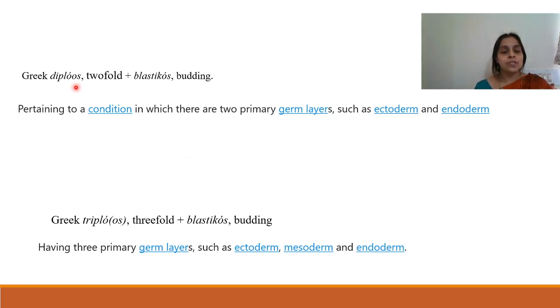Diplos, according to the Greek, means twofold. Blastos means budding. So you have two primary germ layers, that is ecto and endo. Coming to triplo, it means threefold. Blastos means budding. So there are three germ layers: ecto, meso, and endoderm.